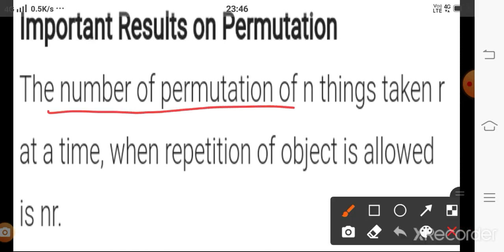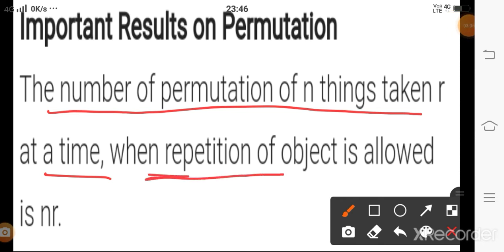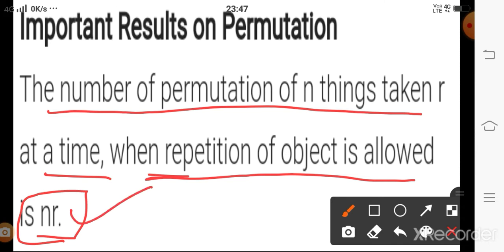The number of permutations of n things taken r at a time, when repetition of objects is allowed, is equal to n to the power r. If we have n objects and we are arranging them r number of times, then the total number of arrangements is n multiplied r times, that is n to the power r.